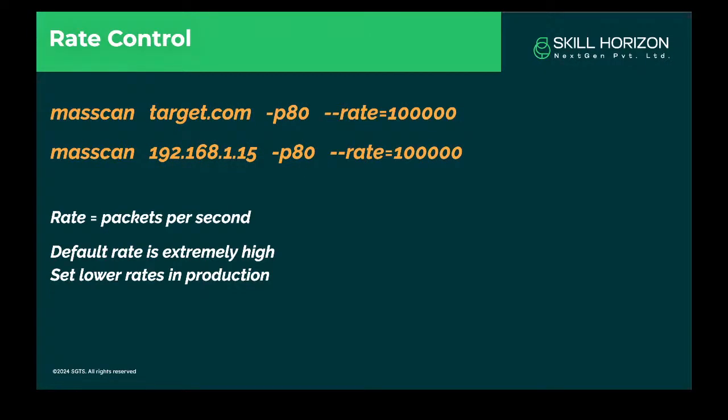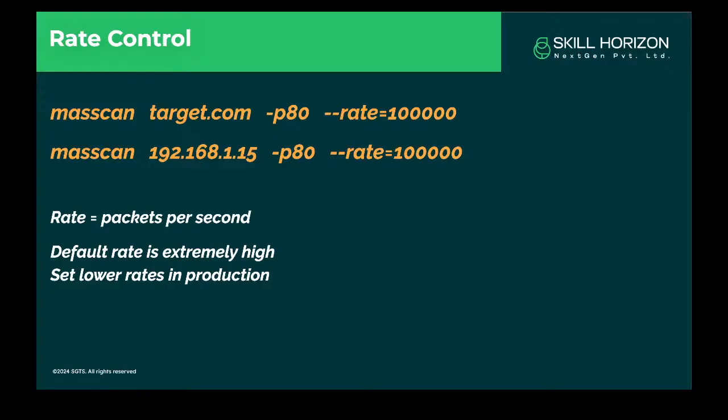As I mentioned, we discussed it a few minutes ago, why the rate control is important, because Masscan performs at very high speed, so we have to lower it down. So the option hyphen hyphen rate is used to lower down the speed. And what does rate mean? Rate means the packets per second.